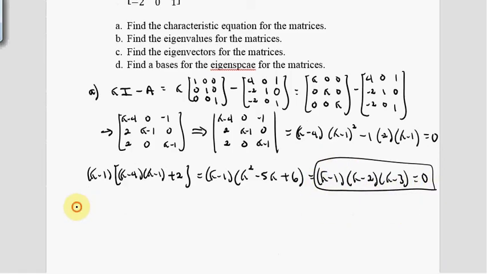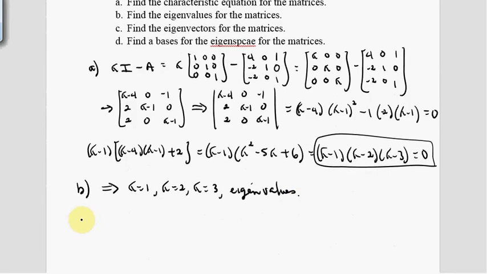Part B, find the eigenvalues. You set the equation equal to 0. That implies that lambda equals 1, lambda equals 2, lambda equals 3 are our eigenvalues. There's a bit more to get the eigenvectors.